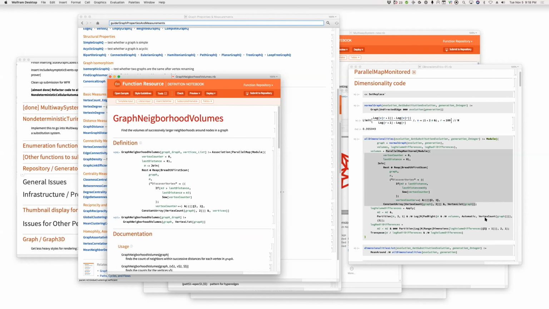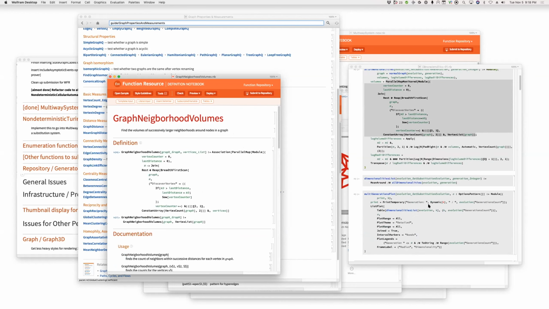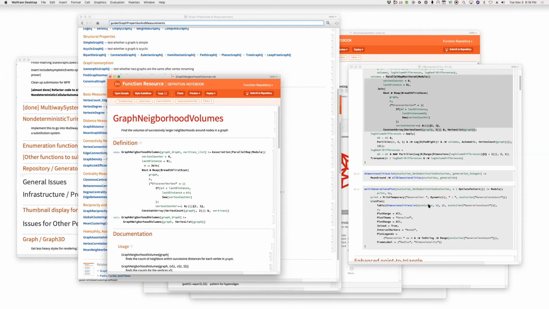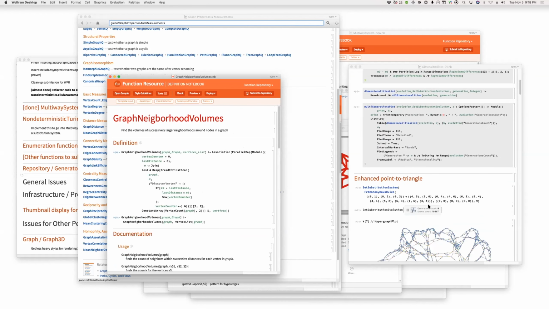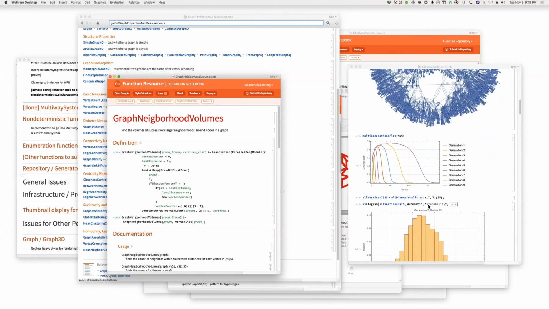Okay. And then you're trying to get a plot for successive generations, which is really nice. So where are we going to keep utilities like this that probably don't need to be in the function repository? You know what I'm saying?